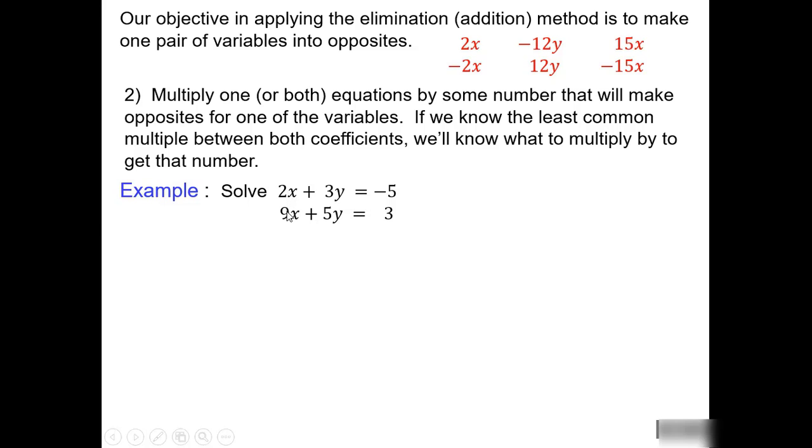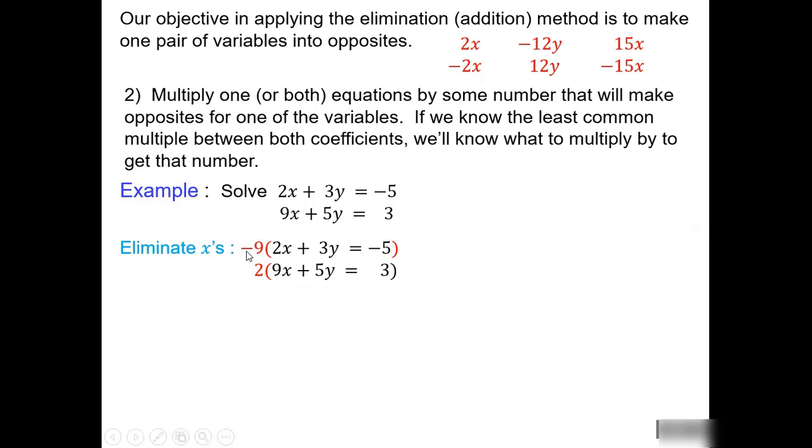So taking a look at 2x and 9x, I'd like to find the least common multiple between those two values. You can see that the common multiple between 2 and 9 is 18. So we'd like to multiply one equation, 2x, by 9 in order to get 18x, while the bottom equation would have to be multiplied by 2 to also get 18x.